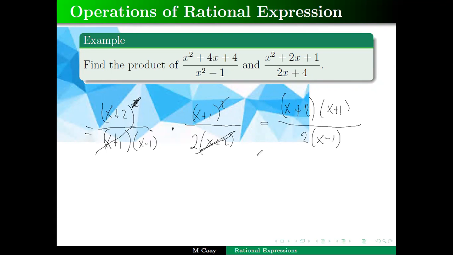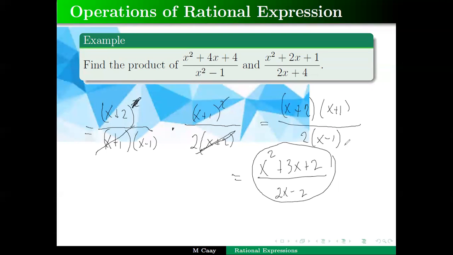So this will be your answer, or either you can simplify that into x squared plus 3x plus 2 all over 2x minus 2. Either of the two, they're actually the same.